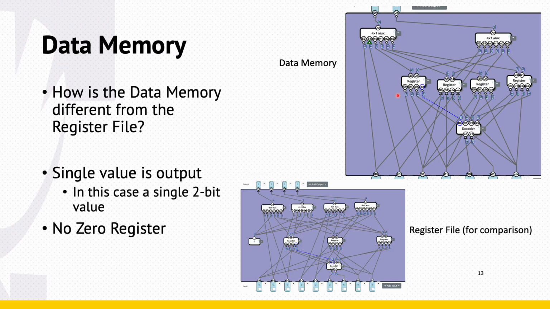We're not going to be doing the same sorts of things, like using add 0 as a method to load a particular value into a register or something like that. So we don't need that always 0, and instead we have 4 traditional registers. So the data memory really conceptually is not different from the register file. It's actually just a less complicated version of the register file.